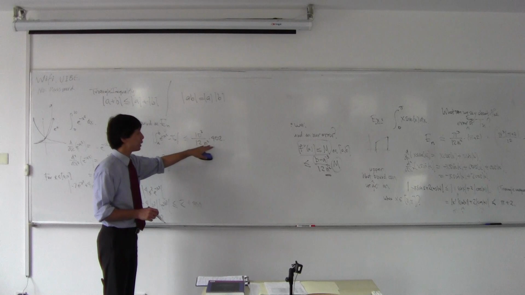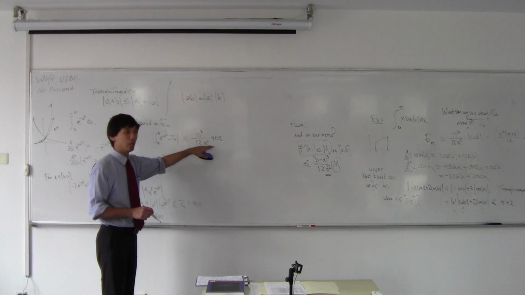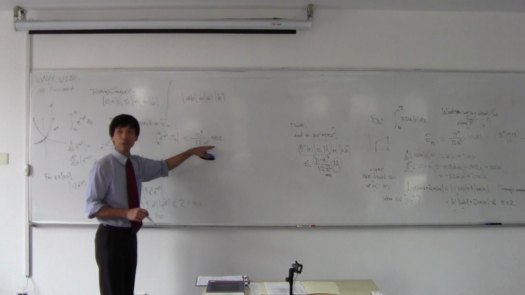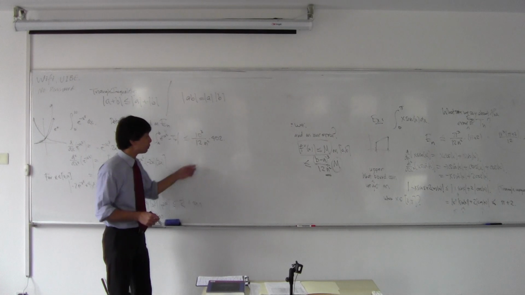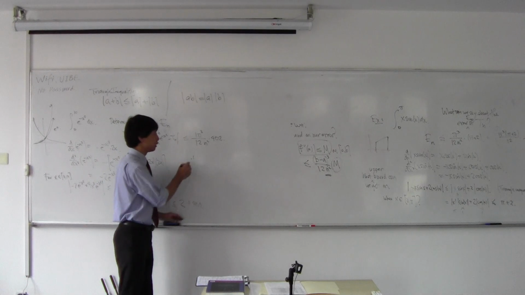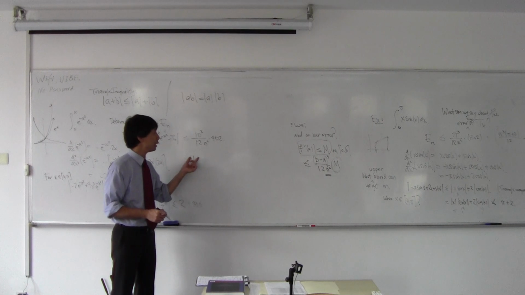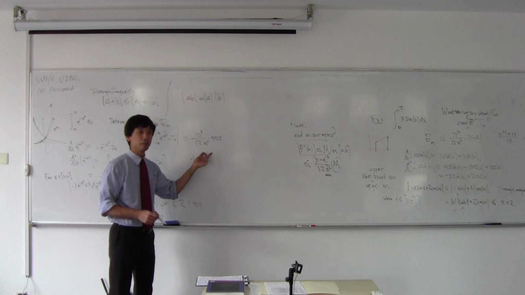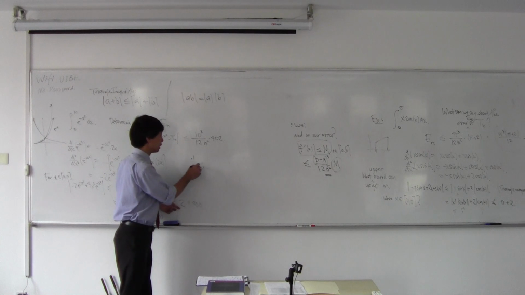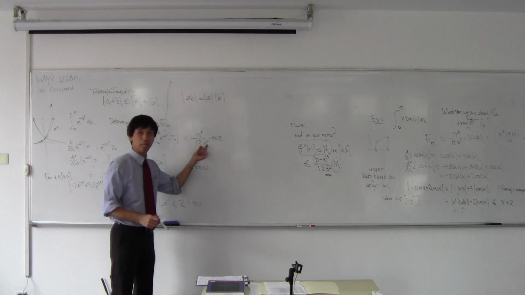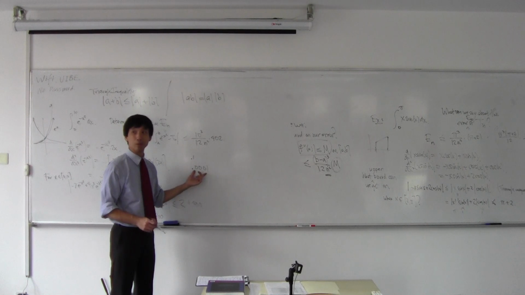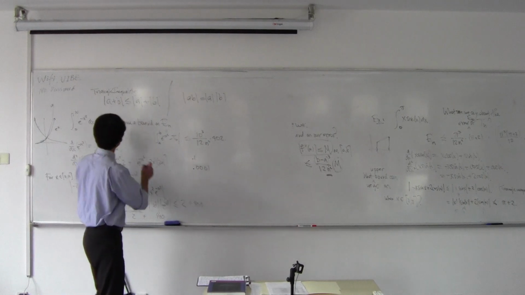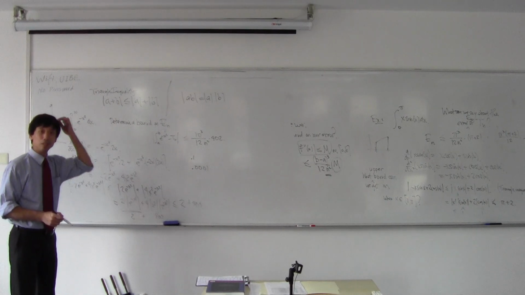But this will allow you to control the error however you like. If somebody says, I'd like my error to be smaller than 0.1, you just choose an n big enough that this thing is smaller than 0.1. If you want your error to be smaller than 0.001, just choose an n so that this thing is smaller than 0.0001, and then do your trapezoidal approximation.